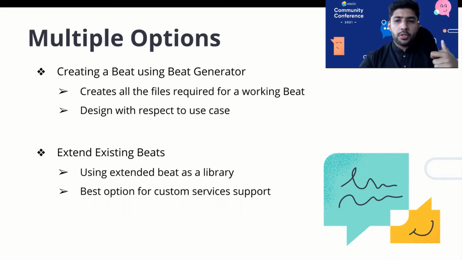So the first option is basically creating something which is new, like we can design a beat ourselves. It can be a combination of Filebeat or Auditbeat, or a beat handling a new kind of data. Beat generator is the utility provided by Elastic, which sets up all the files required for running a beat.